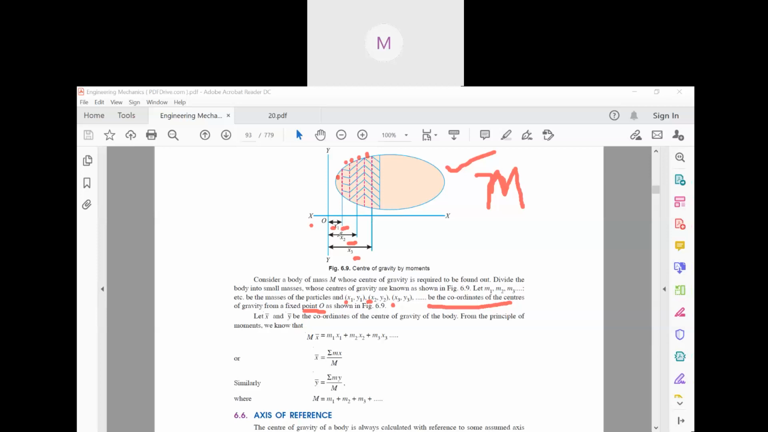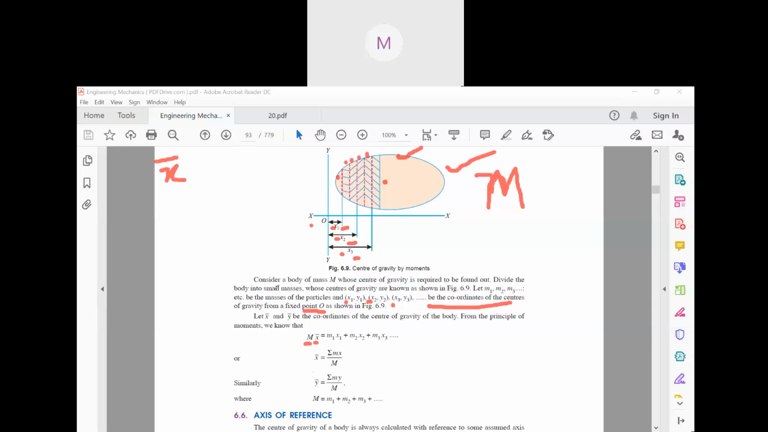So look, this one is m1 and m1 is acting at a distance of x1. Then m2 is acting at a distance of x2, and m3 at a distance of x3. That is why we will find out like this. Now these are infinite numbers, so m into x bar. Now x bar is what? X bar is the x coordinate of the center of gravity of this whole mass.